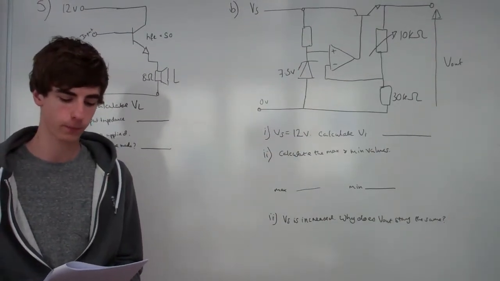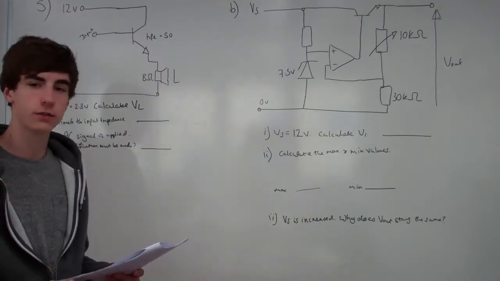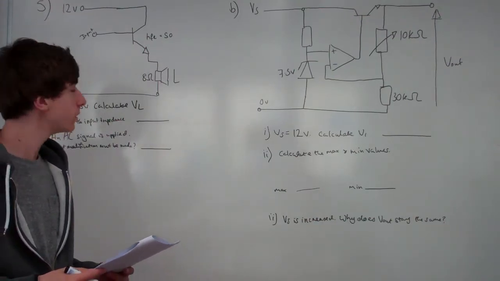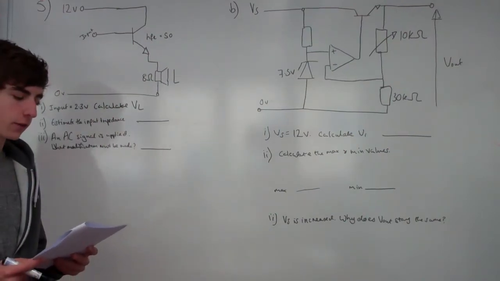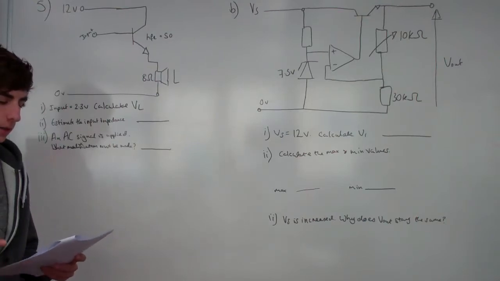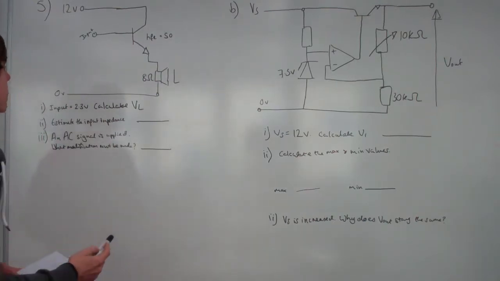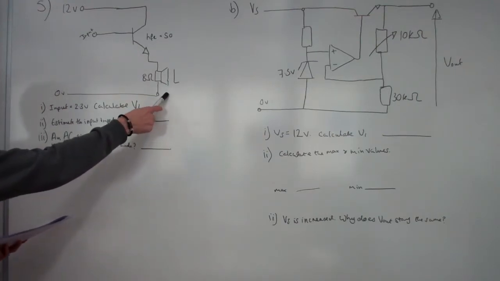Question 5. The question says, this question deals with two uses for emitter followers. Part A is this arrangement. It says, an emitter follower is used to interface a loudspeaker to the rest of an audio system. The circuit diagram is shown below. So, having a look here, you can see you've got a transistor, and you've got a loudspeaker here.